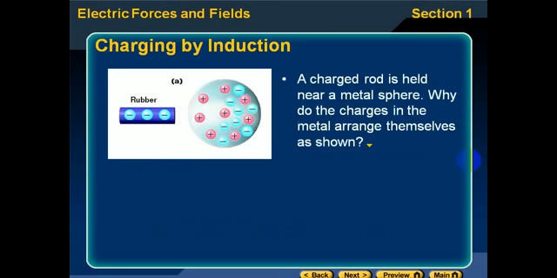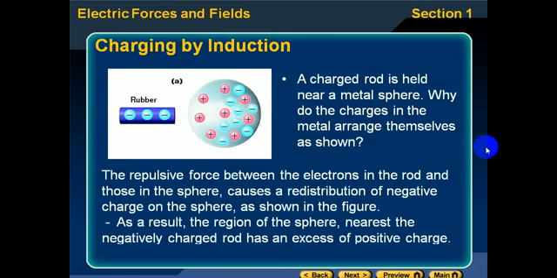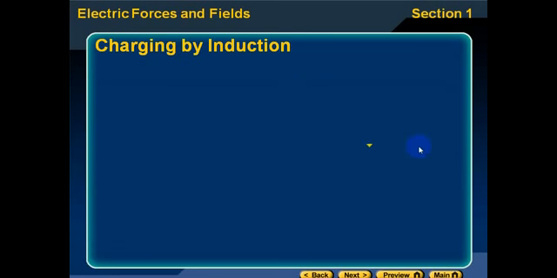Charging by induction. A charged rod, this blue rod here, is held near a metal sphere. Why do the charges in the metal arrange themselves as shown in this figure? The repulsive force between the electrons in the rod and those in the sphere causes a redistribution of negative charge on the sphere, as shown in the figure. As a result, the region of the sphere nearest to the negatively charged rod has an excess of positive charge.